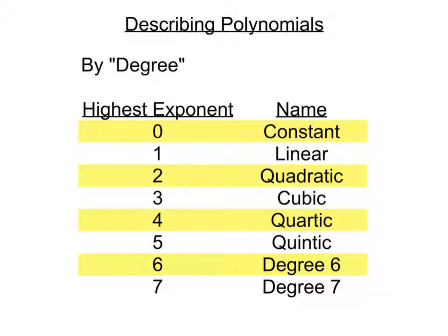It had an x squared in it. You'll notice then that means the highest exponent was 2. That's why we call it a quadratic equation. Now, you'll notice here that I called this section classifying it by degree. That's because technically speaking, the degree of a polynomial is whatever its highest exponent is.